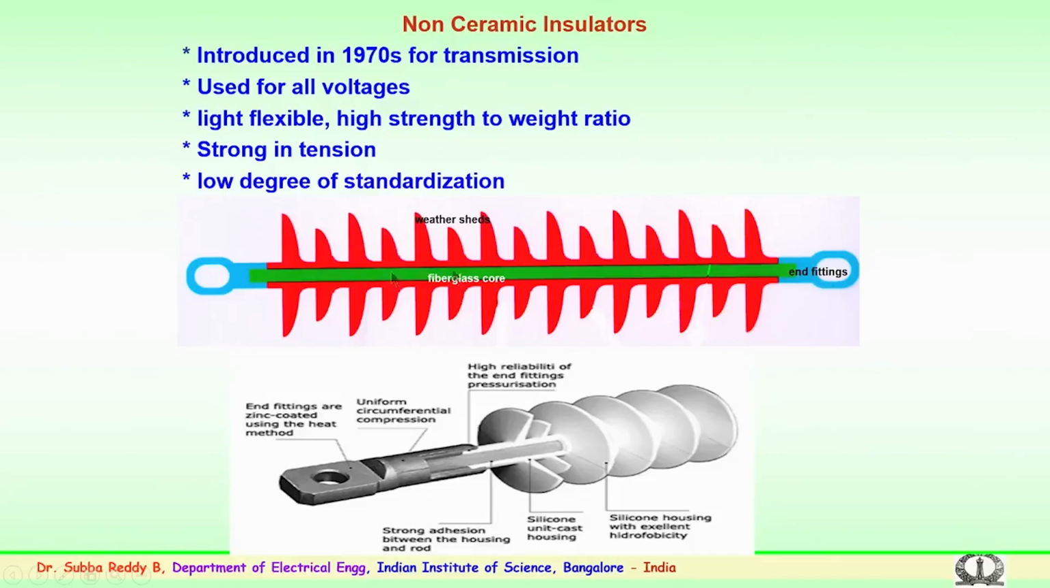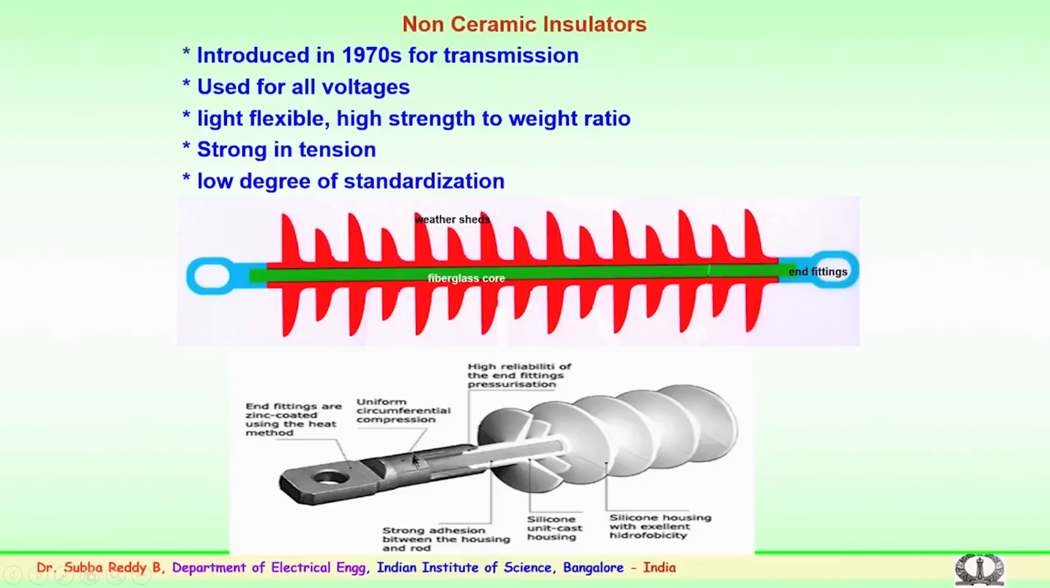You have metal end fittings, and connecting inside from the metal end fittings is the fiberglass rod, then on the fiberglass rod the weather sheds of silicon rubber or the composite material are embedded. So, end fittings are properly crimped to the fiberglass rod. This is how the insulator looks.